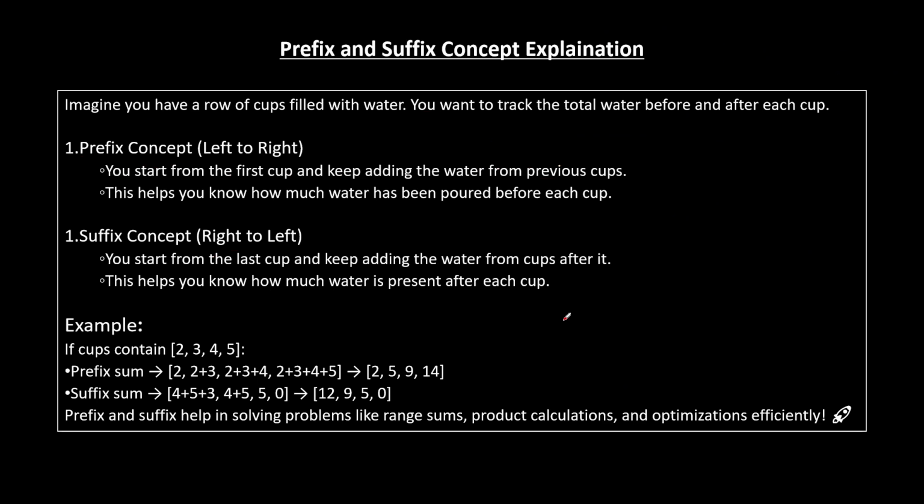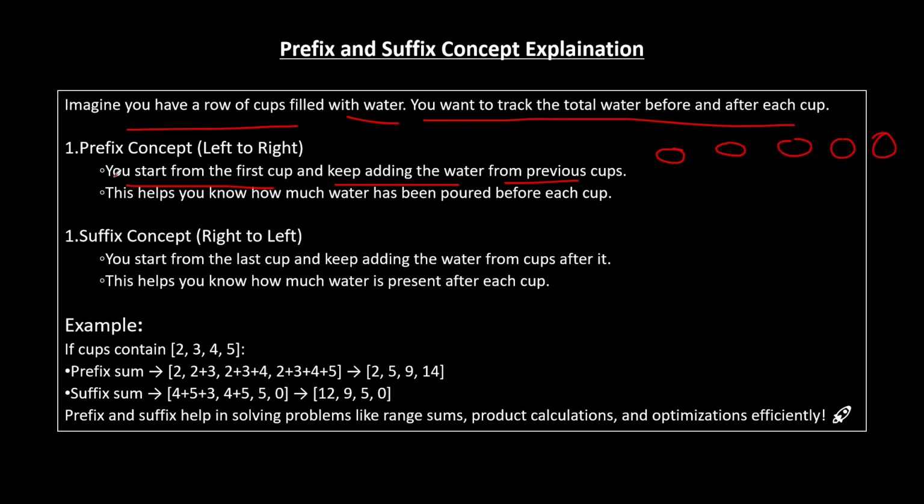Before going to the approach, let's understand the concept of prefix and suffix. Imagine you have a row of cups filled with water. You want to track the total water before and after each cup. So how does it work? You start from the first cup and keep adding water from the previous cups, right? Since you have multiple cups here, you start from the first cup, and keep adding water from the previous cups. So this first cup will not get water from anywhere else because it is the first cup, right? But this cup will have its own water plus this water, right? Now it has a combination of two waters.